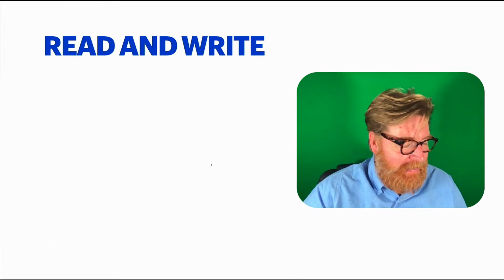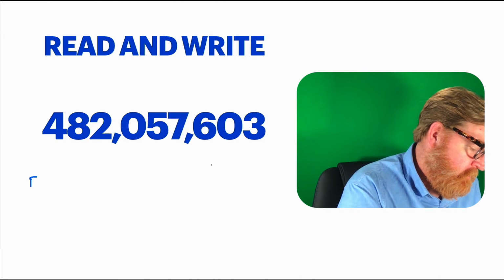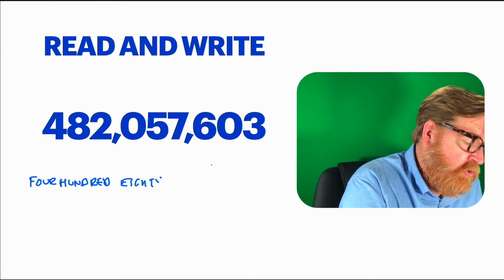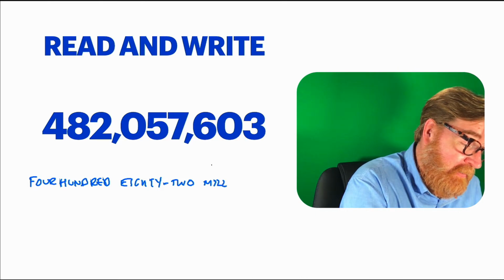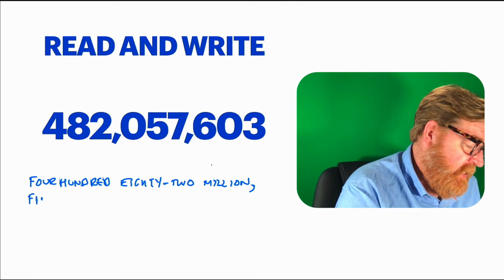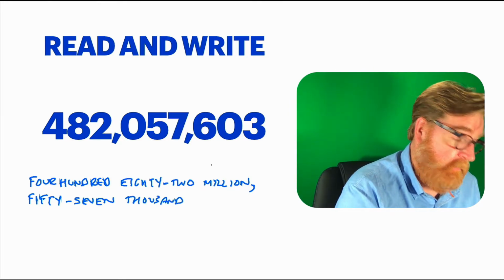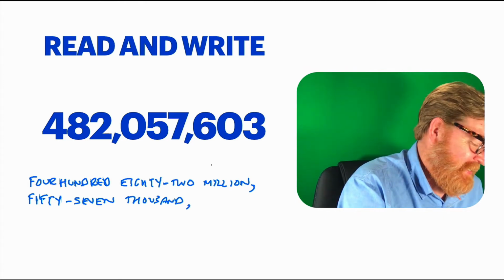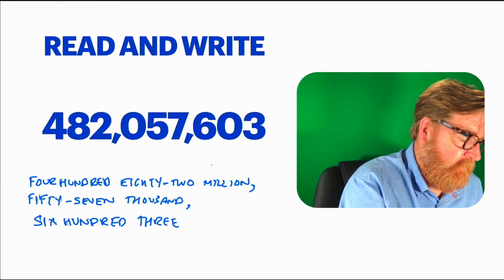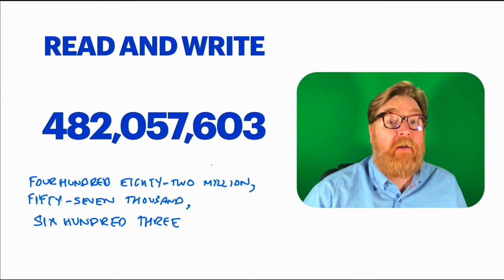Okay? If you wanted to write this gargantuan number, you would write it just like we said it. 482 million. I'm going to run out of room here, so I'm going to go to the next line, but I'm going to put a comma. 57,000, right? With the comma, 603. That's it. Now, you can really see why using the numbers is way better than the English, but you should know how to write these in English as well.